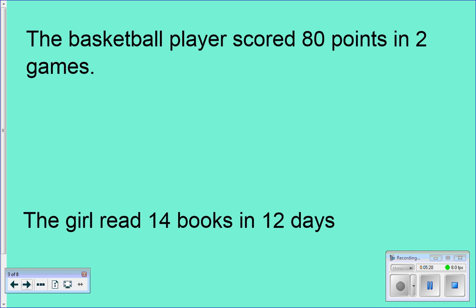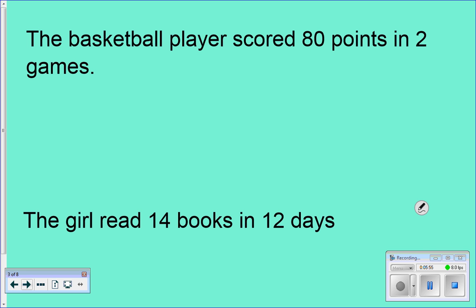All right, so let's talk about these rates. This says a basketball player scored 80 points in 2 games. What's my rate in here? What's my rate? 80 points in 2 games. That's my rate. Now, if I asked what a unit rate was, what am I going to try to find? How many points are scored in 1 game, right? So how can I do that?